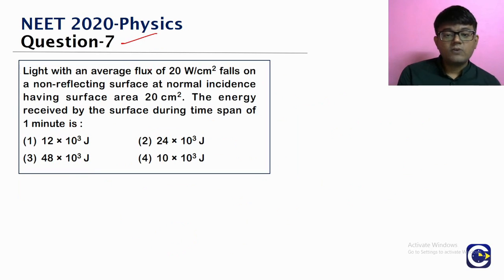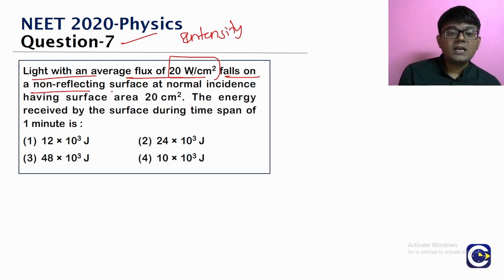We will go into question number 7. This is another straightforward question. Light with energy flux. Energy flux is the power per area. This is also what we call intensity. So what is the energy flux? 20 watt per centimeter square, falls on a non-reflecting surface, which means an absorbing surface, at normal incidence, having surface area of 20 centimeter square.